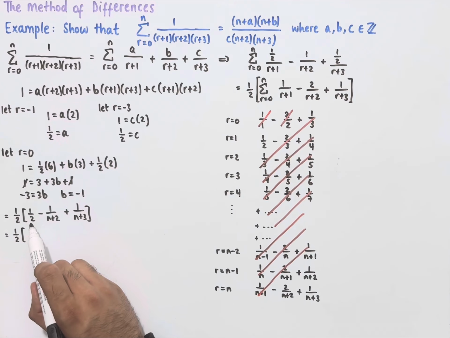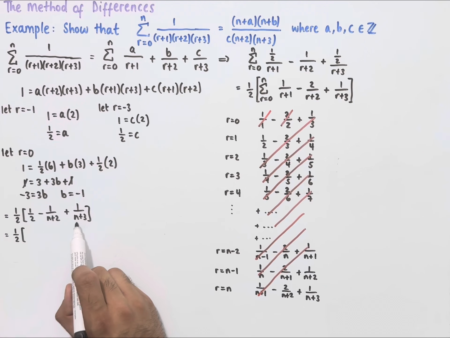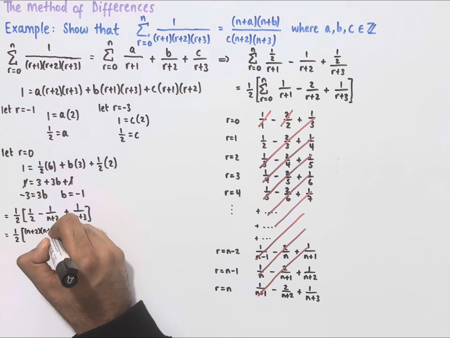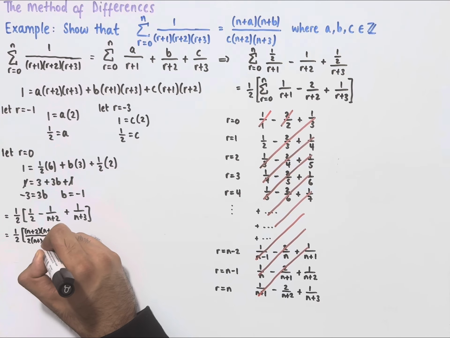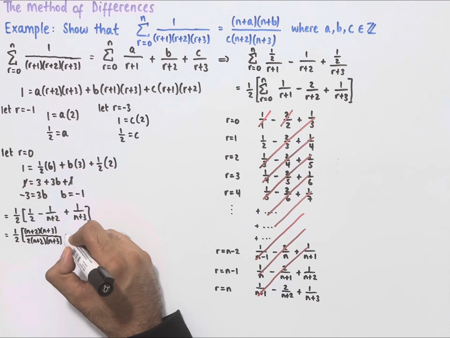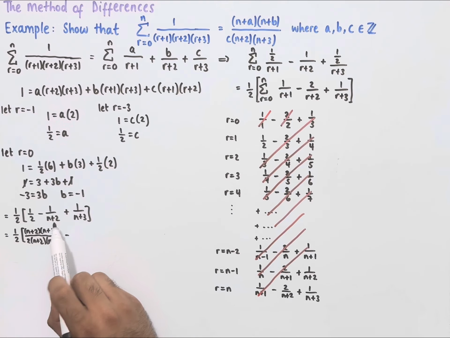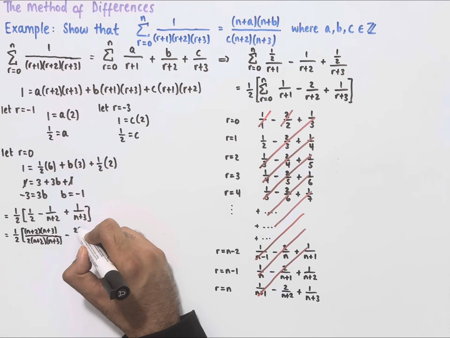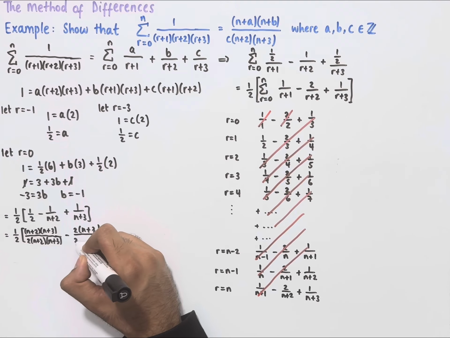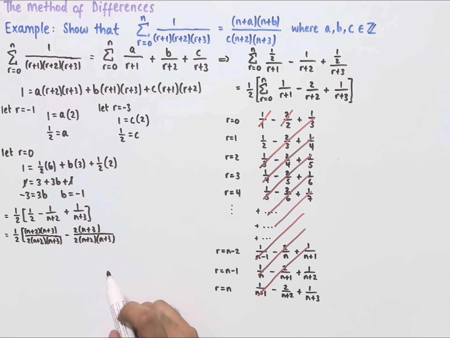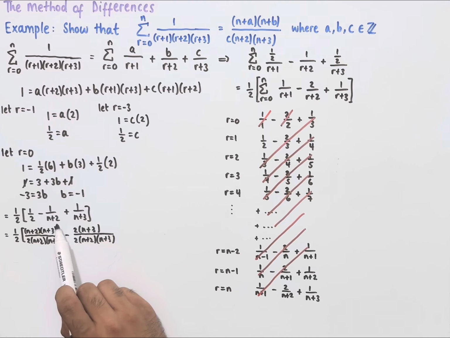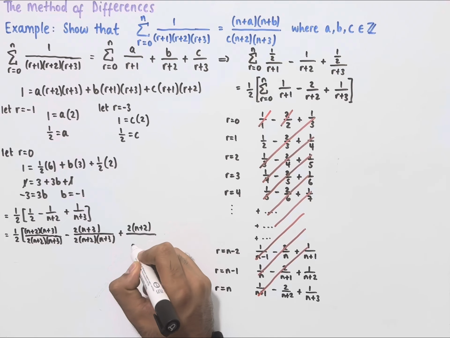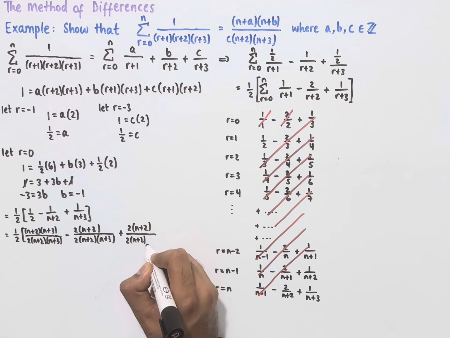Now for the first fraction, we're going to times the numerator and denominator by n plus 2 and n plus 3. So we get n plus 2 brackets n plus 3 over 2 brackets n plus 2 brackets n plus 3. And then we have minus, and now for the second fraction, we're going to times by 2 and n plus 3 to the numerator and denominator. So we get minus 2 brackets n plus 3 over 2 brackets n plus 2 brackets n plus 3. And then for the last term, we're going to times by 2 and n plus 2. So we end up with 2 brackets n plus 2 over 2 brackets n plus 2 brackets n plus 3.